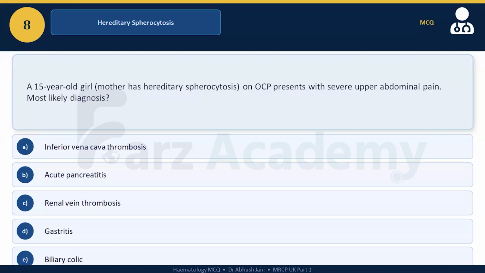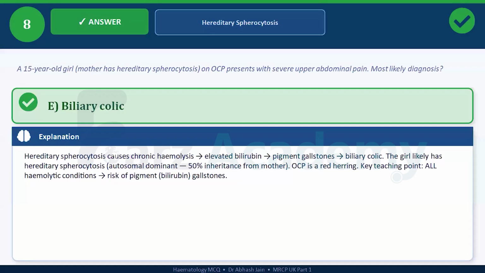A 15-year-old girl, whose mother has hereditary spherocytosis, is on OCPs and presents with severe upper abdominal pain. Most likely diagnosis: IVC thrombosis, acute pancreatitis, renal vein thrombosis, gastritis, or biliary colic. IVC thrombosis. Colic, because hereditary spherocytosis presents with gallstones. Yes, you are correct, doctor. Let's see which is the most appropriate answer out of IVC thrombosis and biliary colic. It's biliary colic.